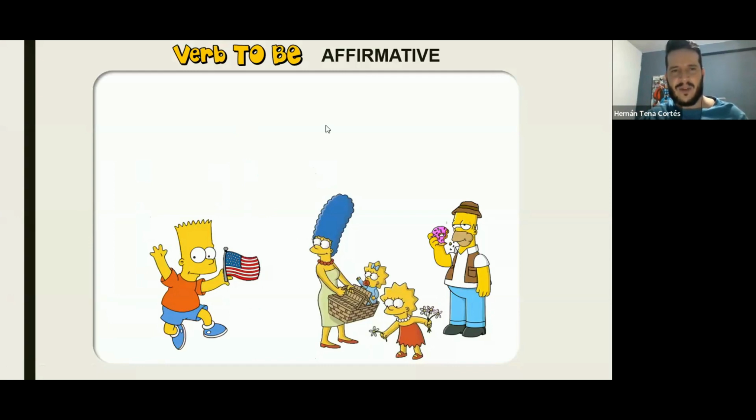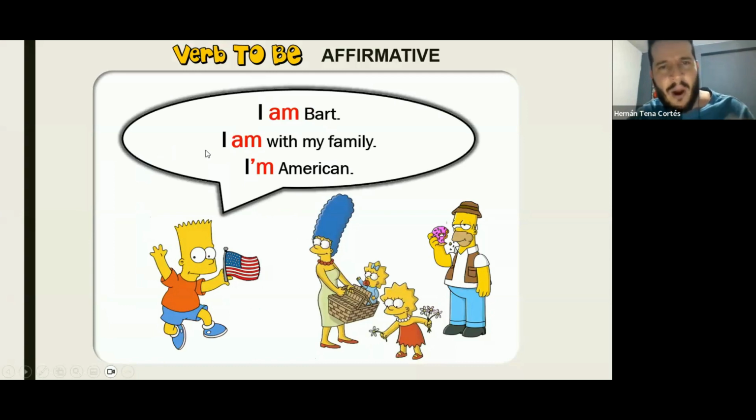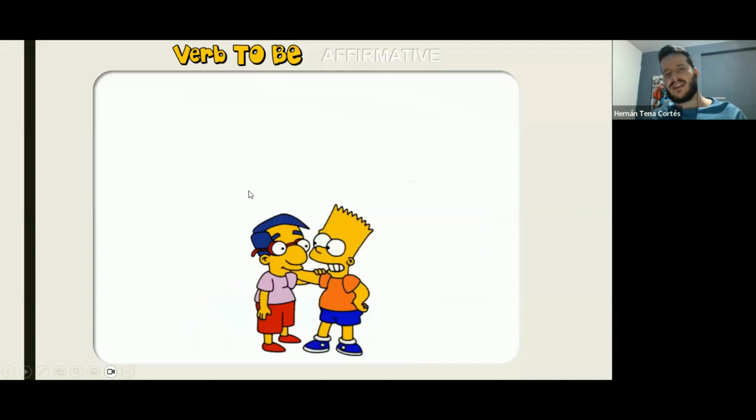Afirmativas. Let's take a look. We have the sentence here, and the sentence says, I am Bart. I am with my family. I'm American. Note que aquí I am es sin la contracción, sin juntar el verbo to be, el sujeto, y cuando decimos I'm es juntar el verbo to be con el sujeto. I'm American. Okay, next slide.